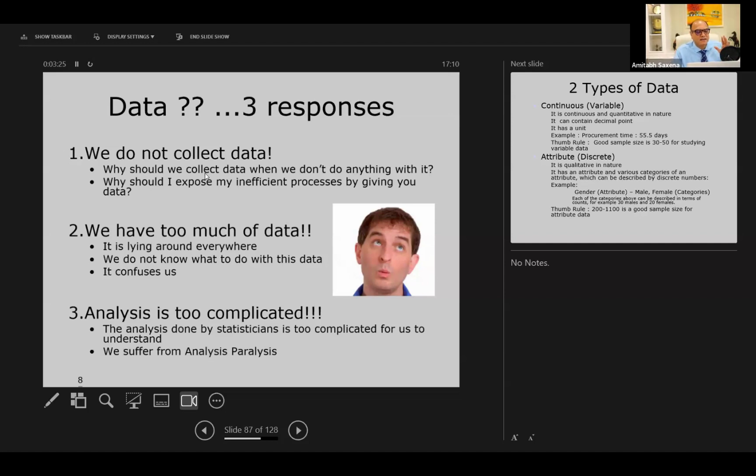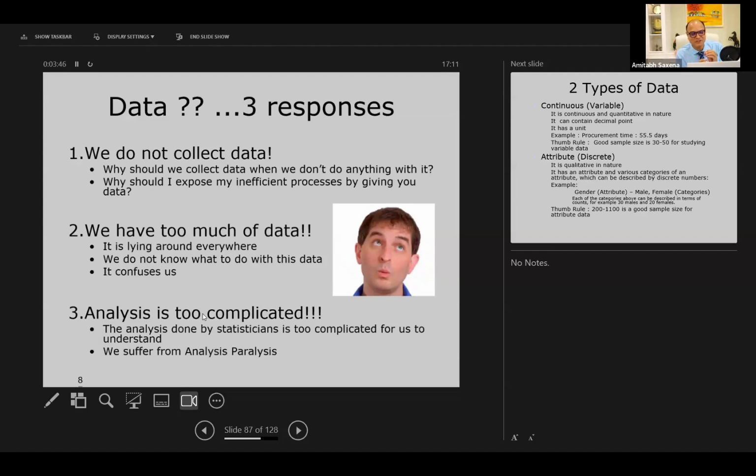Some people say, I have too much data, but I don't know what to do. And some people say analysis is too complicated. Not anymore, my dear friend. Don't say that in today's world. With a few clicks, everything is possible. You just have to understand where to click the right button.